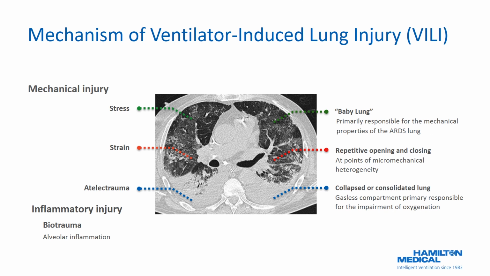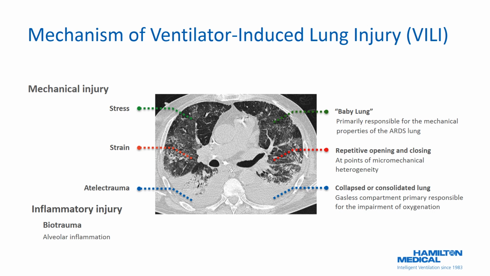The mechanisms of ventilator-induced lung injury are the result of three specific attributes. Stress, or transpulmonary pressure, is associated with the difference between alveolar and pleural pressure and is primarily responsible for the mechanical properties of the ARDS lung.